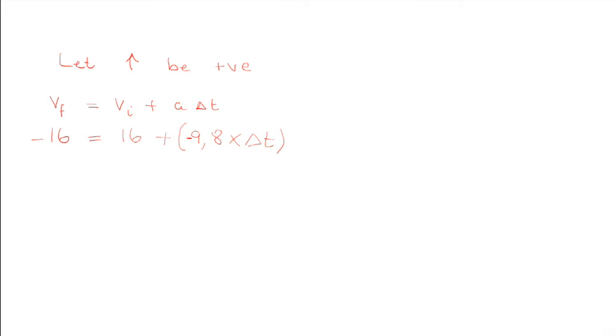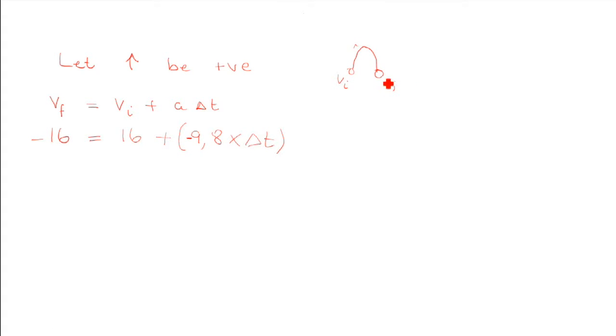Why negative 16? Remember, you have this object here. It goes up, it comes back. This is your VF. This is your VI. And here we said let this be positive. So this initial velocity, while it was going up with that velocity of 16, we put it as positive to show that it was going upward.